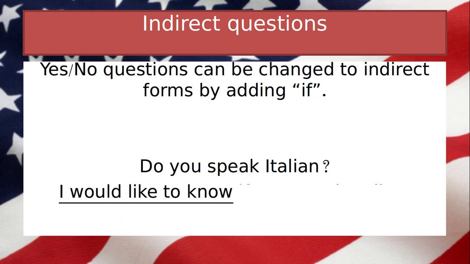When we have yes or no questions, we have to change using the word if. So, do you speak Italian? That is a yes or no question. I can say yes, I do. No, I don't. In this case, I have to use if. I would like to know if. After that, everything must be in an affirmative form. So, I would like to know if you speak Italian.